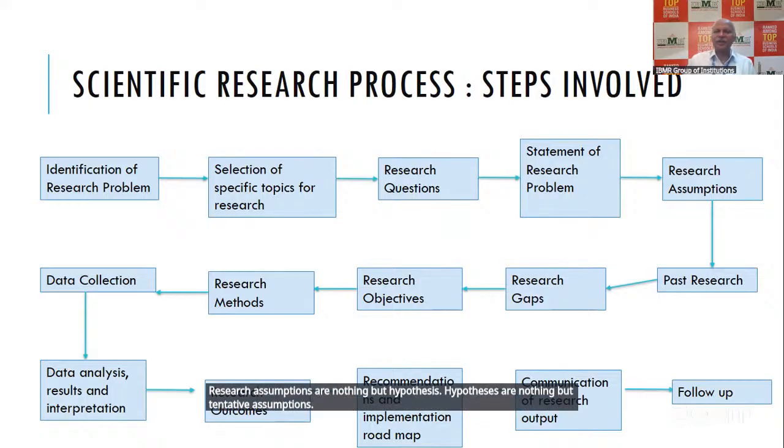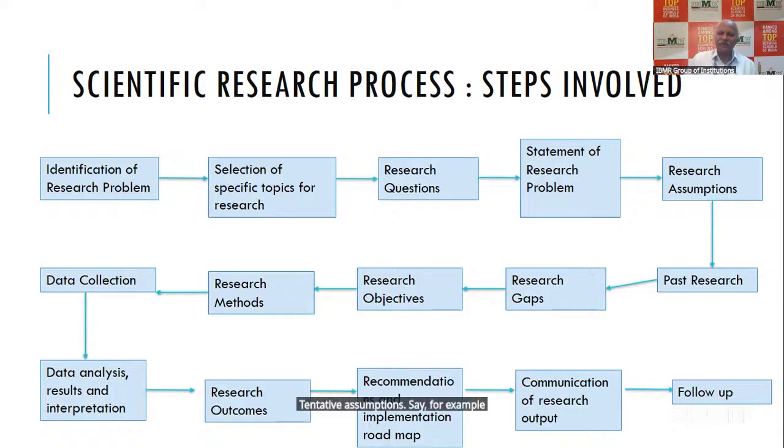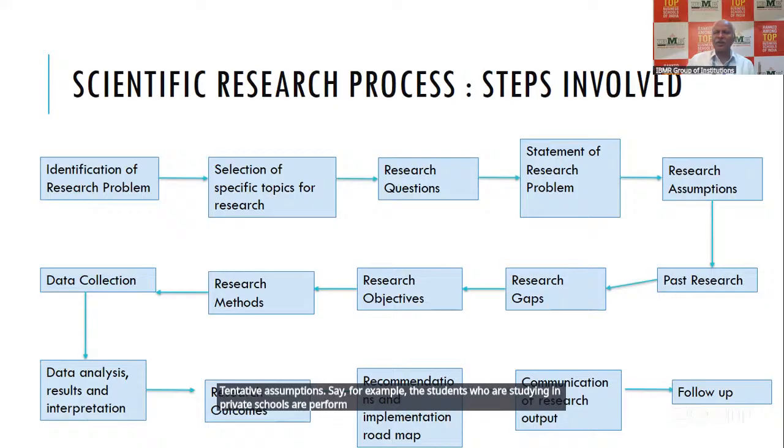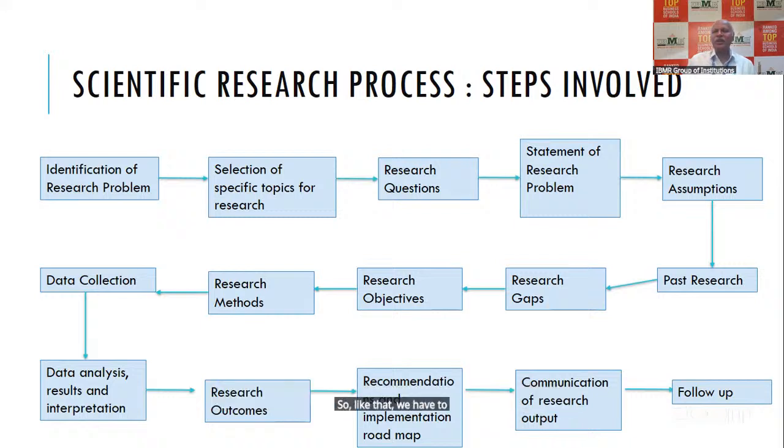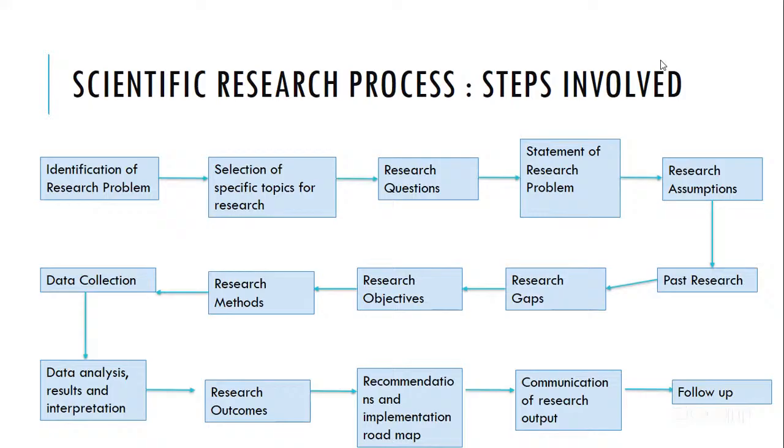Say, for example, the students who are studying in private schools are performing better than the students who are studying in government schools. So like that, we have to make assumptions. Once research assumptions are made, then we have to go to past research. What do you mean by past research here? Literature review, review of literature.